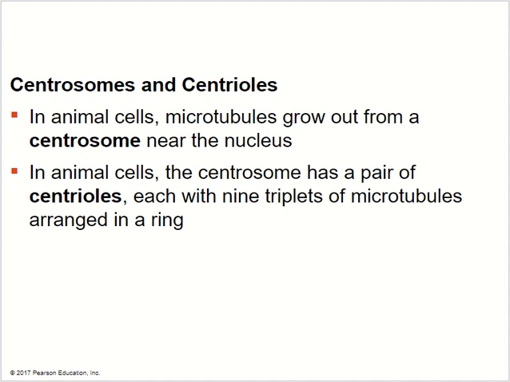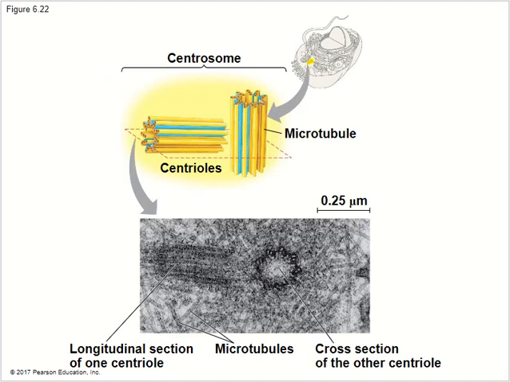Centrosomes and centrioles in animal cells: microtubules grow out from a centrosome near the nucleus. In animal cells, the centrosome has a pair of centrioles, each with 9 triplets of microtubules arranged in a ring.